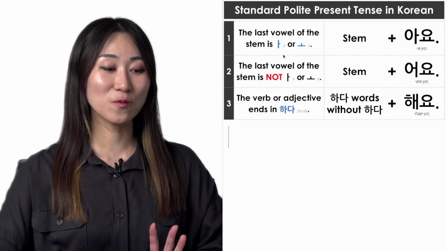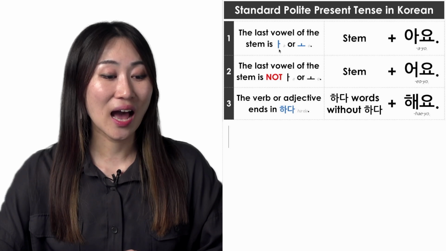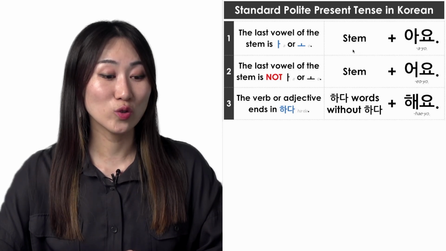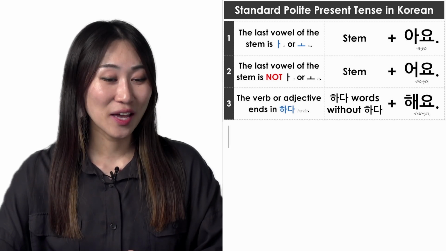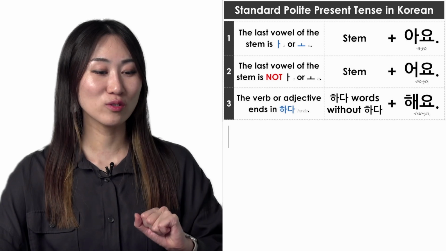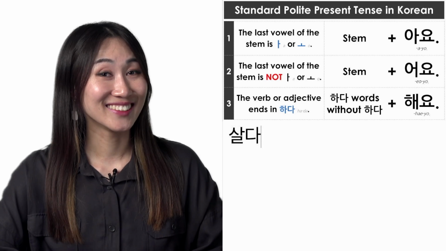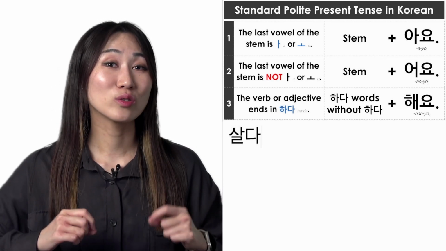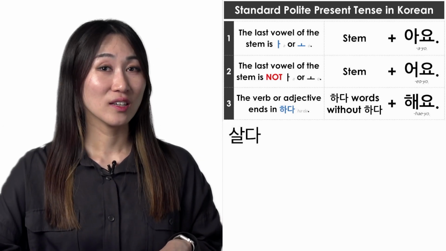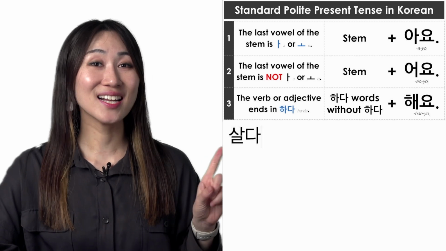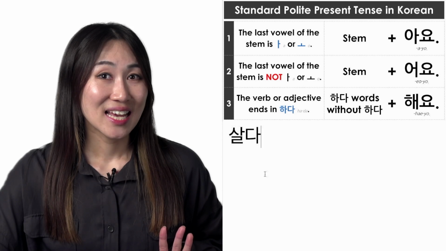So let's look at the first one. If the last vowel of the stem is a or o, then you use stem plus ayo. It sounds hard, right? But actually it's not hard at all. So let's look at some examples. 살다. Do you know what this means? This means to live. I live in Korea. You live in the States. You live in Spain. So 살다, to live. So first, let's get the stem.